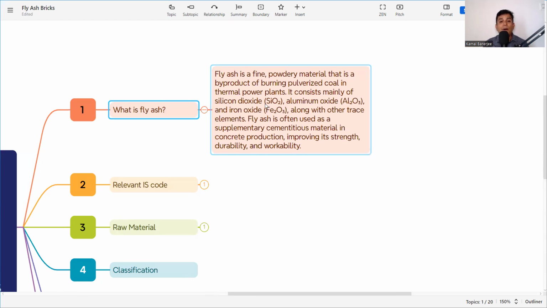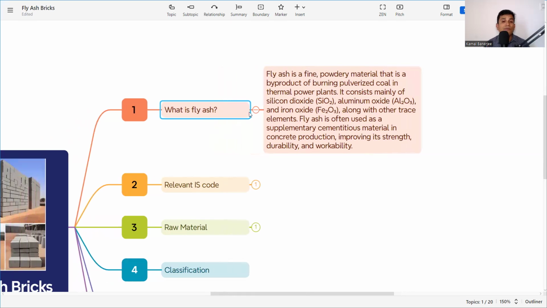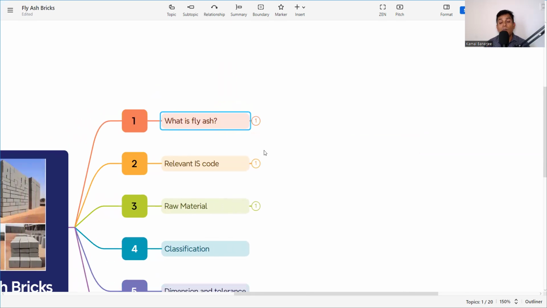So these are the byproducts of the thermal power plant. It consists mainly of silicon dioxide, aluminum oxide, and iron oxide, along with other trace elements. So this is fly ash. Now we want to use fly ash as a raw material for the bricks.